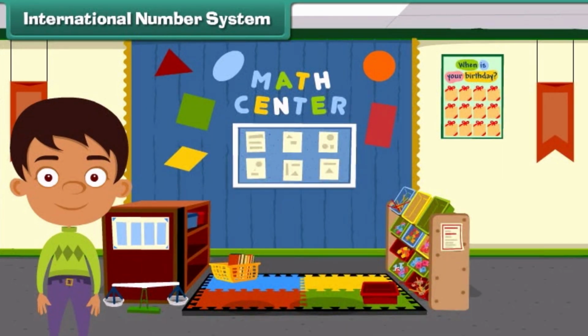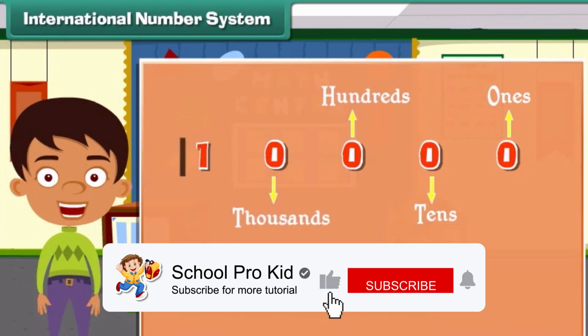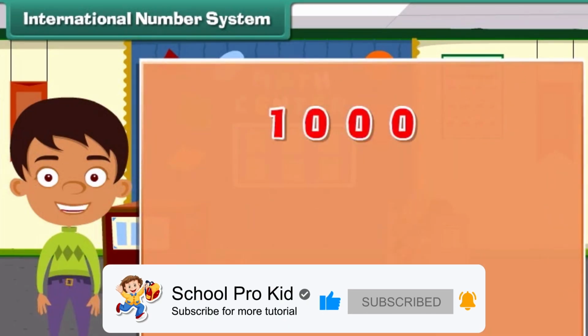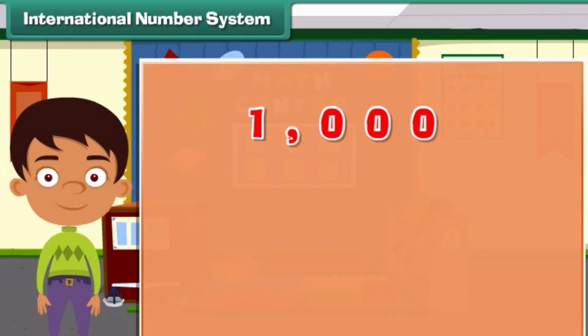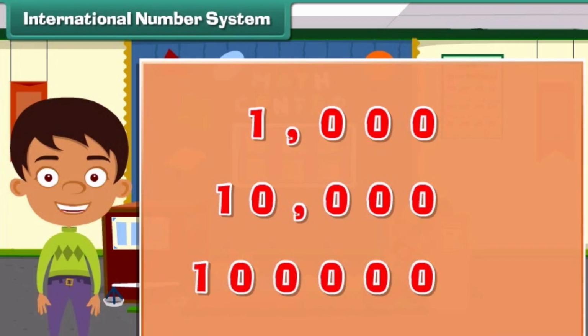International number system. The International Number System groups the digits into sets of 3 each, starting from the right. 1000 is written as 1,000. 10,000 is written as 10,000. 100,000 is written as 100,000.